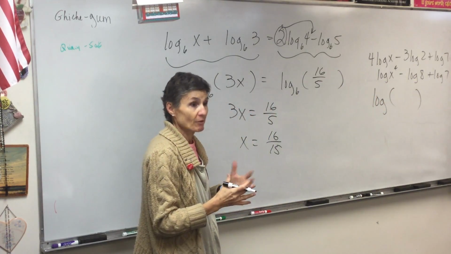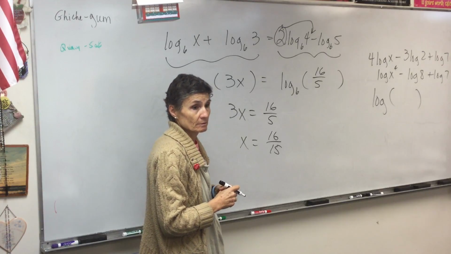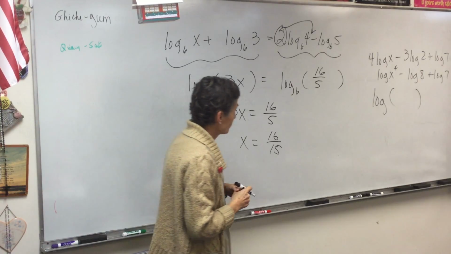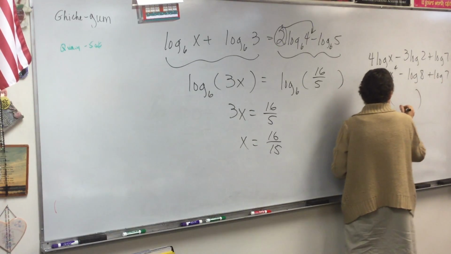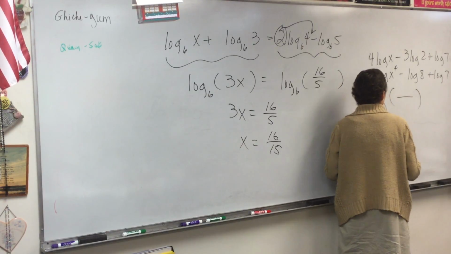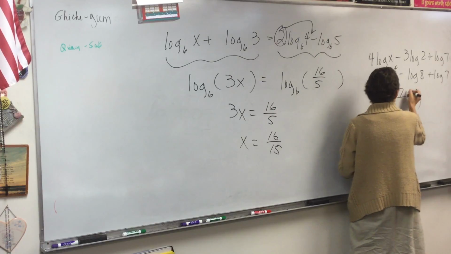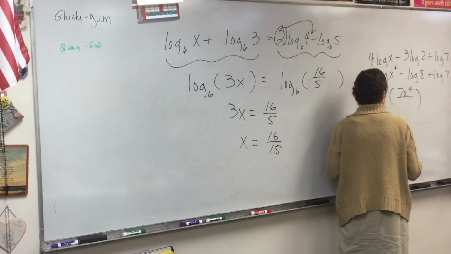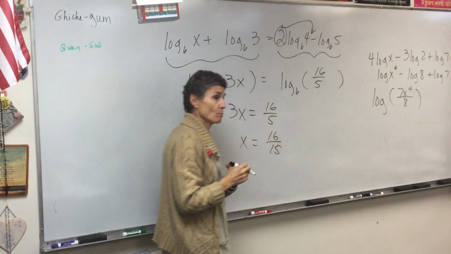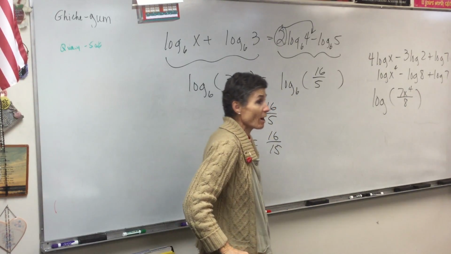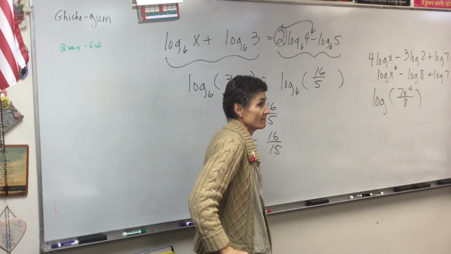Now we're going to put it together. So these are being subtracted and that one's being added. So what am I going to have on top? 7x to the 4th. And what am I going to have on the bottom? 8. Because when logarithms are added, their numbers are multiplied. When logarithms are subtracted, their numbers are divided.